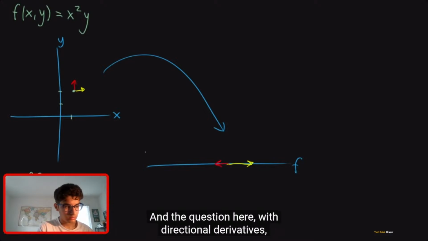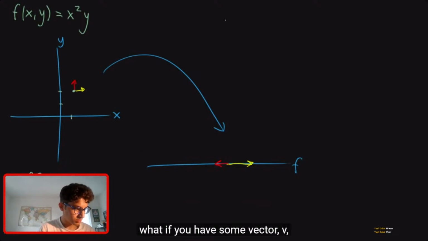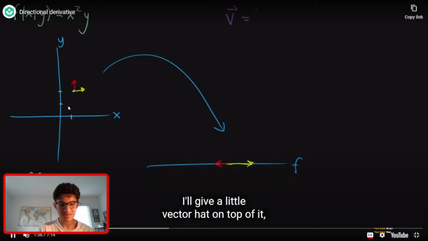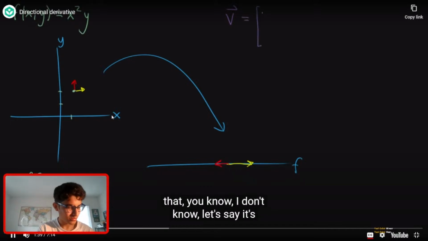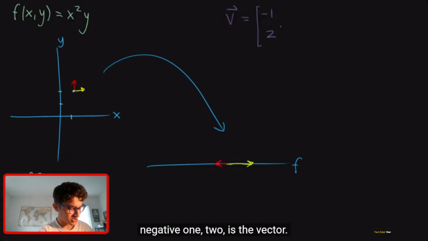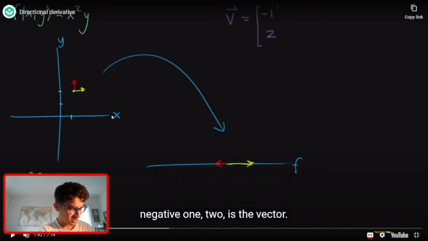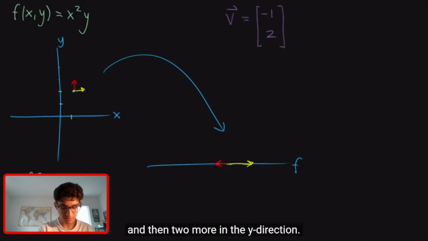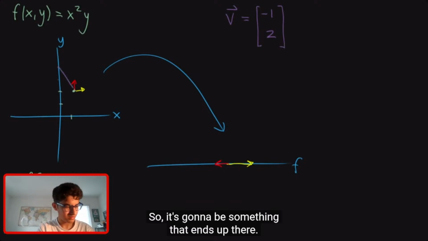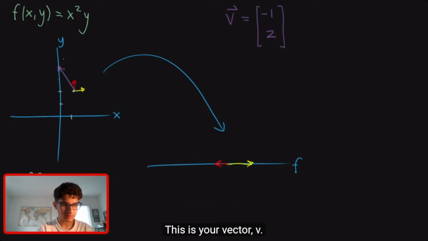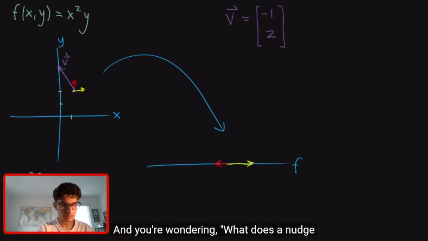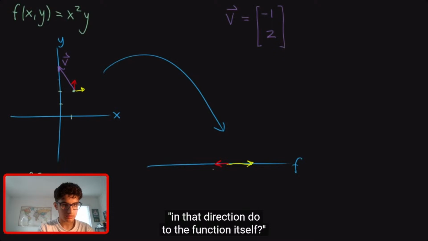And the question here, with directional derivatives, what if you have some vector v, and I'll give a little vector hat on top of it, that, let's say it's -1, 2 is the vector. So you'd be thinking about that as a step of -1 in the x direction, and then 2 more in the y direction. So it's going to be something that ends up there. This is your vector v, at least if you're thinking of v as stemming from the original point, and you're wondering what does a nudge in that direction do to the function itself.